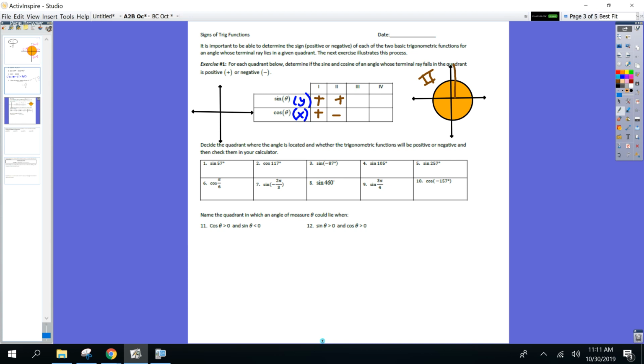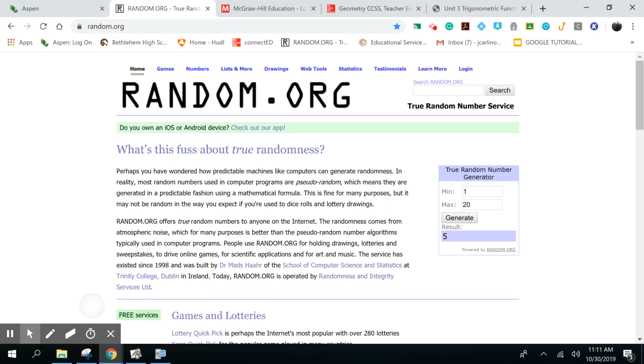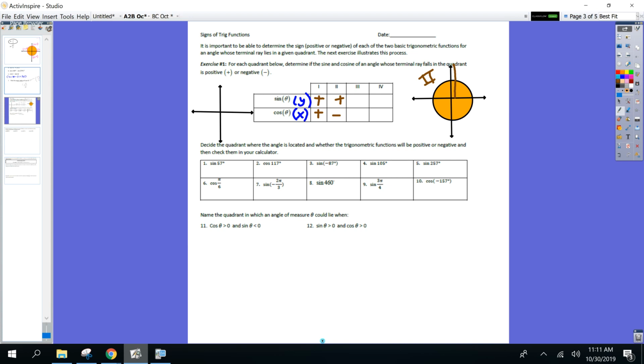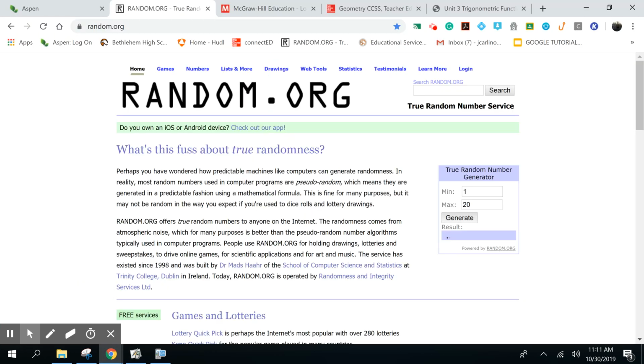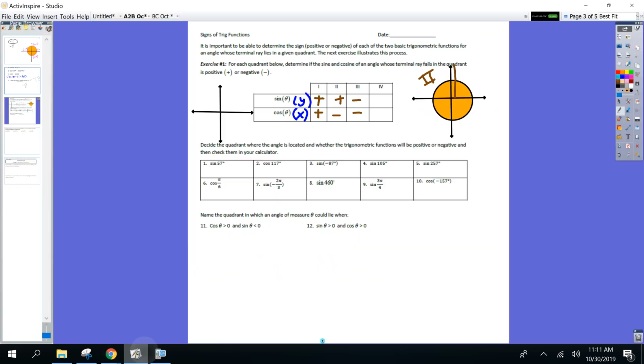All right, let's go to quadrant 3. Oh, nice. Both negative. And quadrant 4. Back to you, Rachel. What about the y's in quadrant 4? And what about the x's? Okay, nice job. All right, real nice.